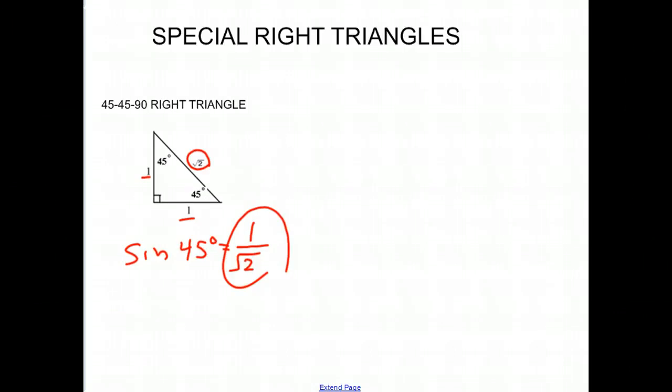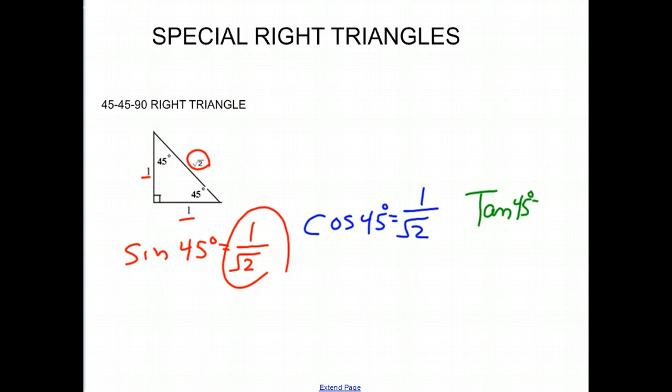Clearly, if we want to find the cosine of 45 degrees, it is equal to the adjacent side, which is 1 over the square root of 2. And if we wanted to find the tangent, it is always the opposite over the adjacent, so the tan of 45 would be 1 over 1, which is 1. These three relationships are what you need to know and memorize.